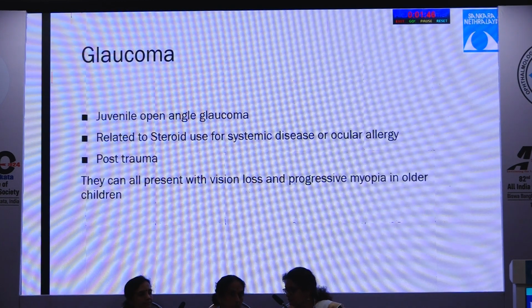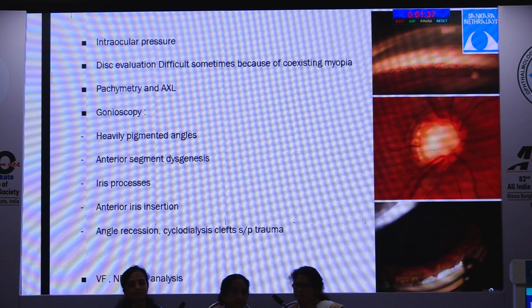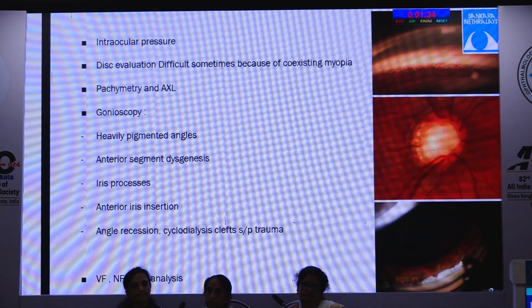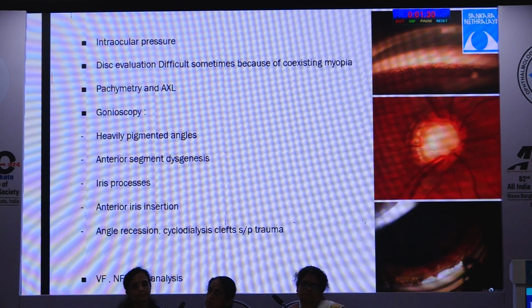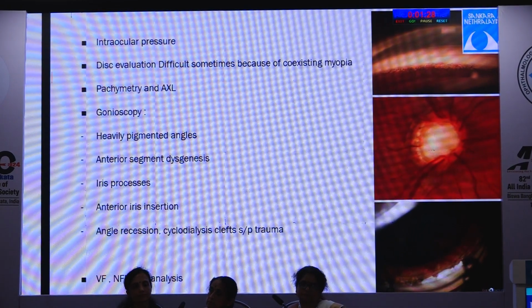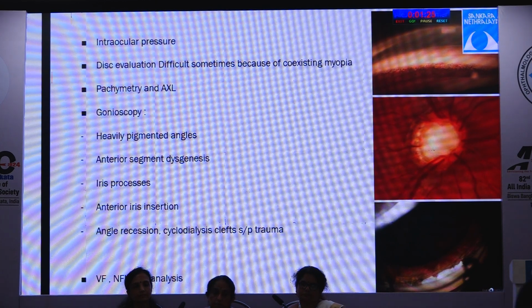Juvenile open angle glaucoma, steroid-induced glaucoma, and post-traumatic glaucomas can also present only as progressive myopia in older children. In the presence of myopia, sometimes it's difficult to assess the disc, and intraocular pressure must be checked in these situations. Disc evaluation is sometimes difficult because of coexisting myopia, but you must make an attempt to look at the disc. Often these children with advanced glaucomas have more pallor than cupping, and this finding must be noted. You should do a gonioscopy. This kind of gonioscopy with fulminant iris processes 360 degrees often points towards juvenile open angle glaucoma.